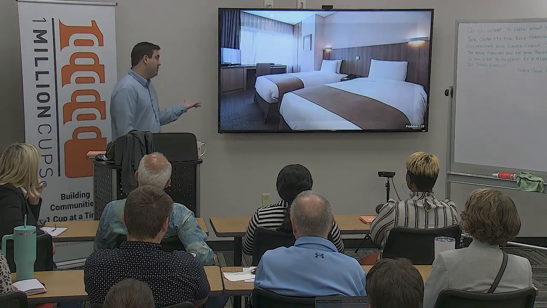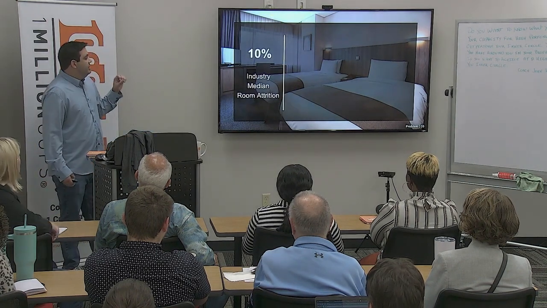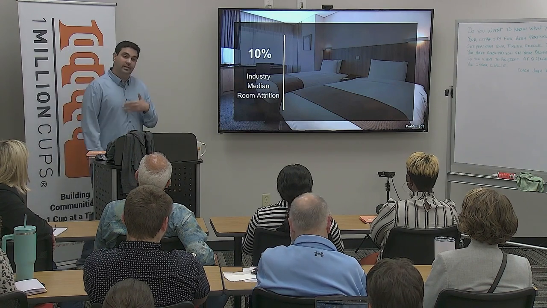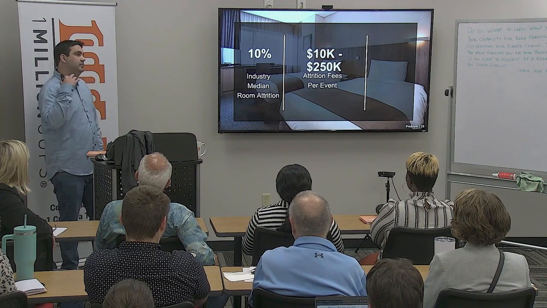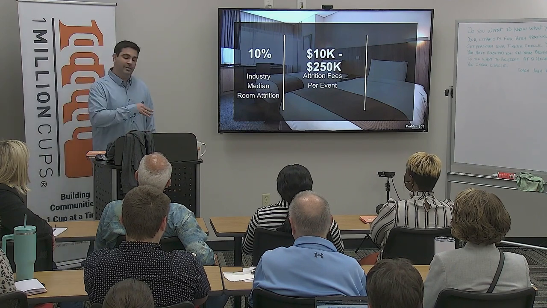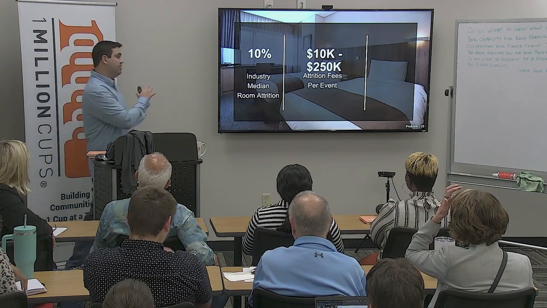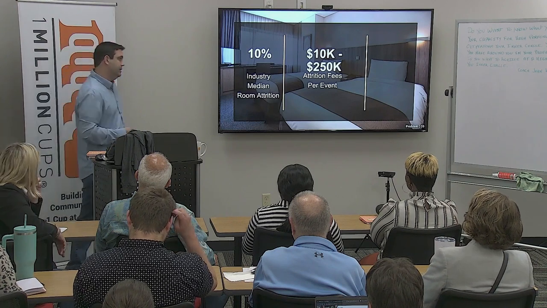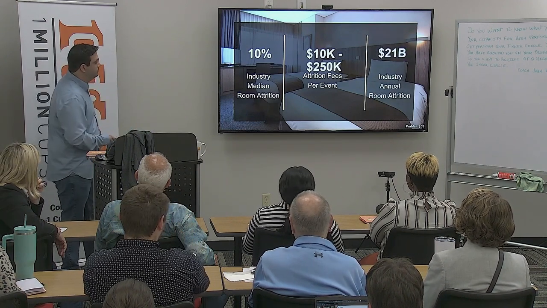Let's look at this problem at a macro level. So the meetings and events industry's median attrition rate is 10%. Roughly 10% of a room block is empty. Depending on the size of the room block and the level of attrition, event professionals that we spoke with have paid anywhere between $10,000 and $250,000 per event for these empty hotel rooms. And globally, the industry pays over $29 billion.